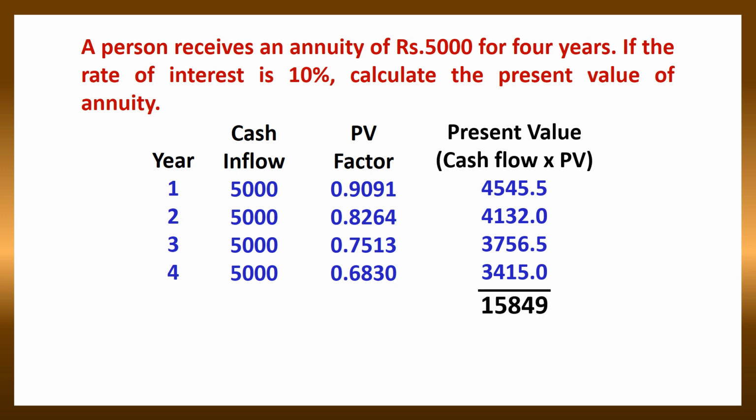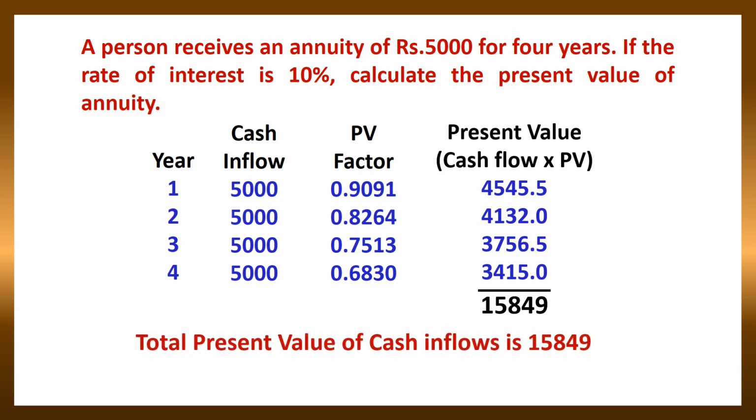Now, the total amount is 15,849. That means the total present value of the cash inflows is 15,849. This was the same value that we had received in the previous way when we applied the formula to solve this problem. So we can use either that formula or this method to solve the same problem of annuity for many years at a fixed percentage.